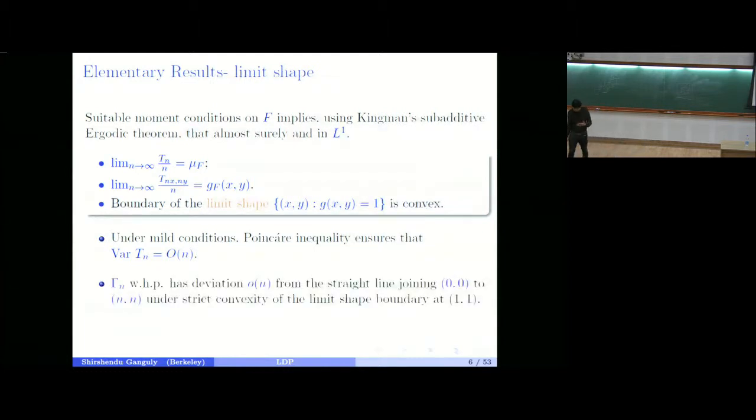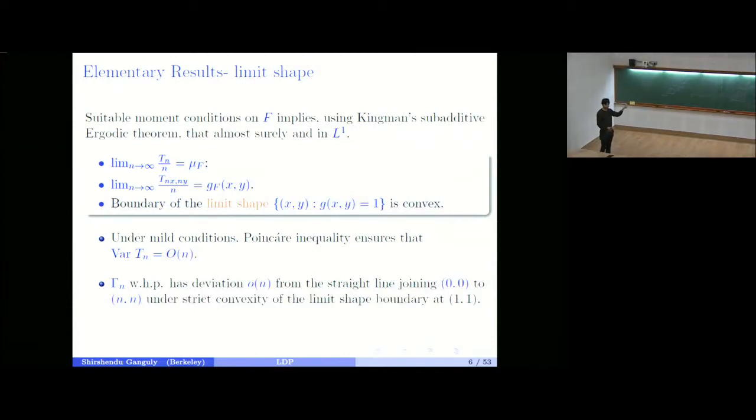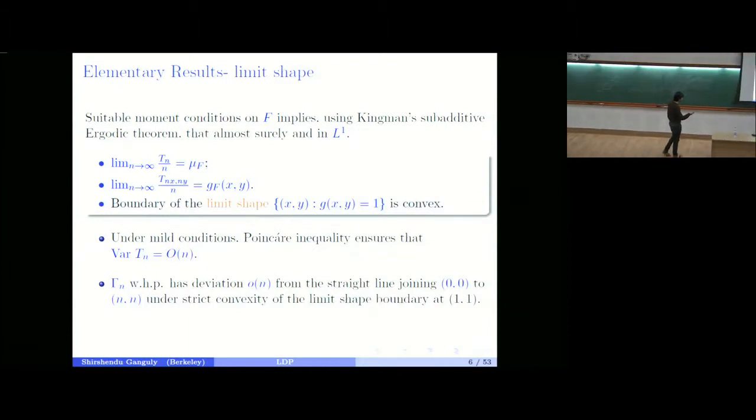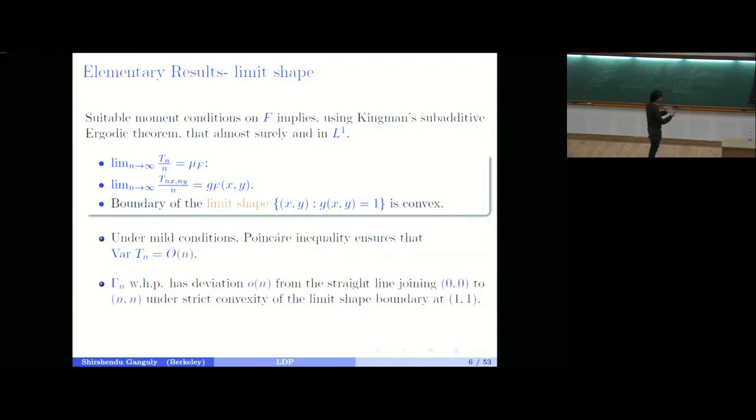Okay, so there are two things that we will go back and forth between. One is the quantity Tn itself, which is a real number, the length of the path, and the other is the geometric object, which is the path itself. The whole hope would be to translate information about one into information about the other. If you understand something about the fluctuation of Tn, you can try to say what it implies about the location of the path.